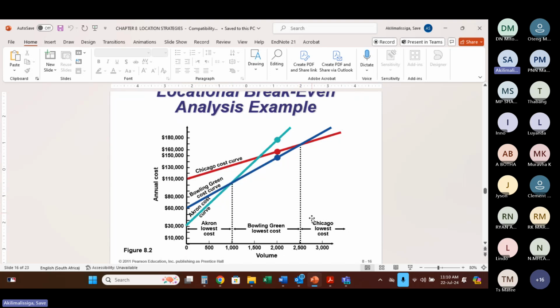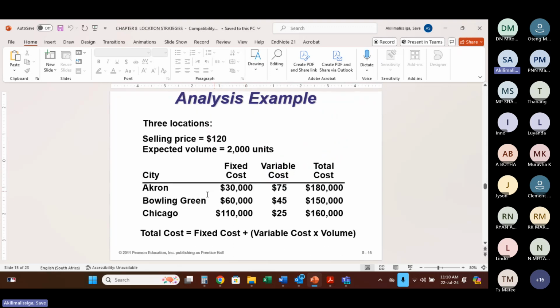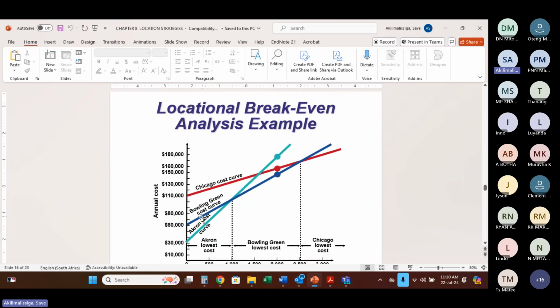So it goes up. Now, once you have plotted Akron here, you also have to do the same for Bowling Green. So let's just quickly also explain Bowling Green. Looking at this table here, the starting point of the Bowling Green line is 60,000 rand. So that is the starting point. So meaning you see 60,000 around this, yeah? So this is the starting point.